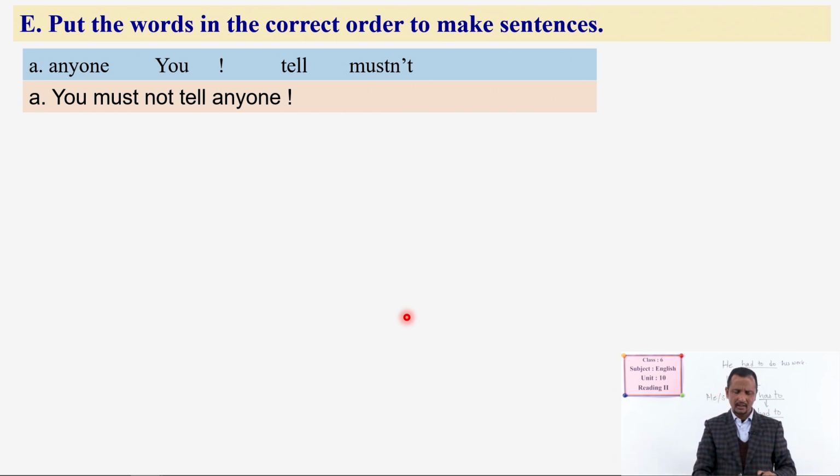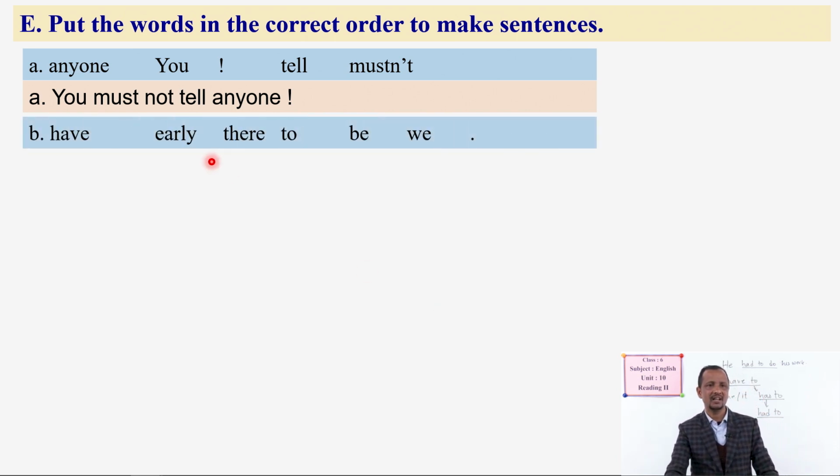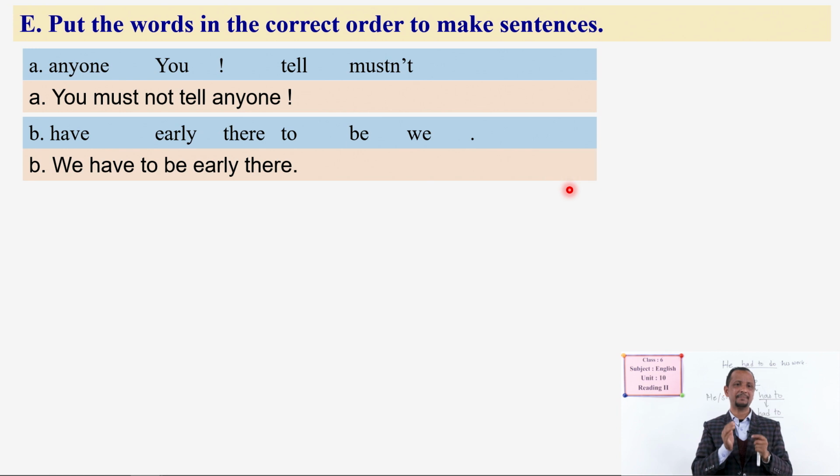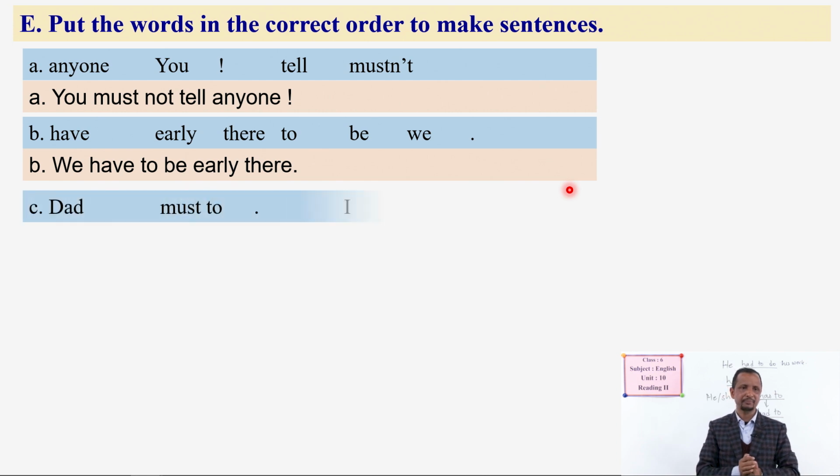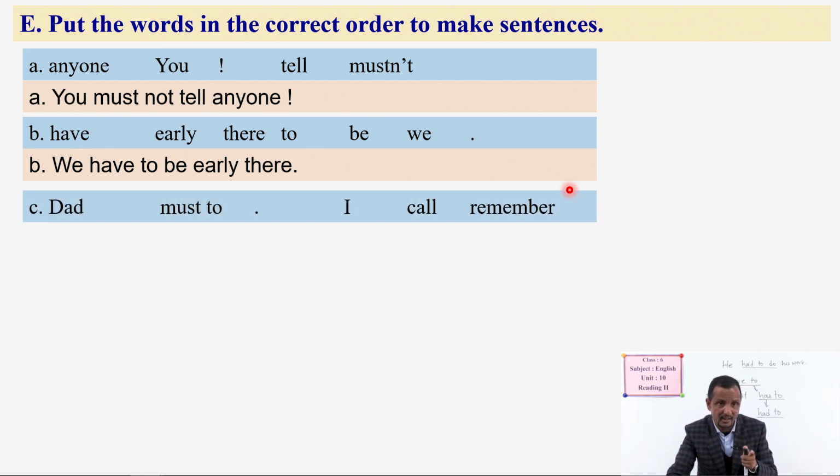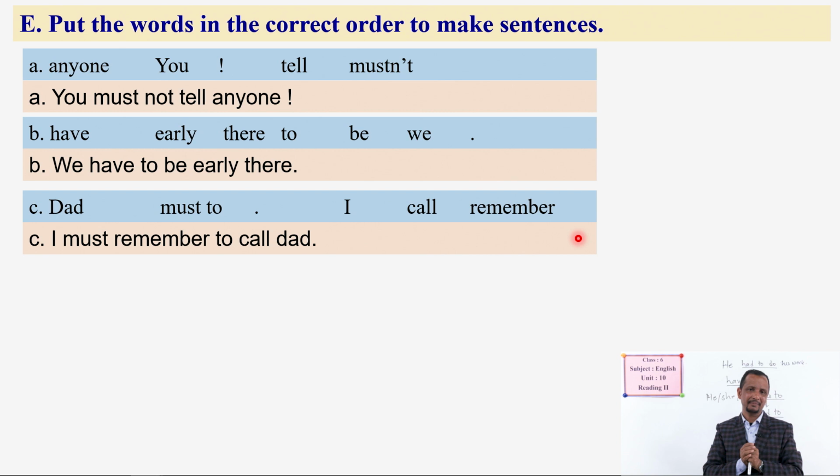That is. Next one, B number. Have early there to be. What is the answer? We have to be early there. Very good. Well. Now similarly, next one, that must to, there is a full stop. Let's see here also. I can remember. What? I call remember. Very good. I must remember to call dad. Very good. Okay.